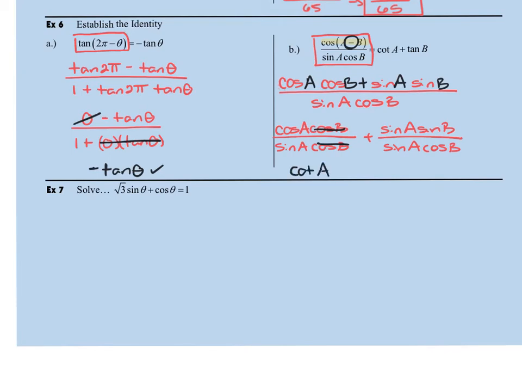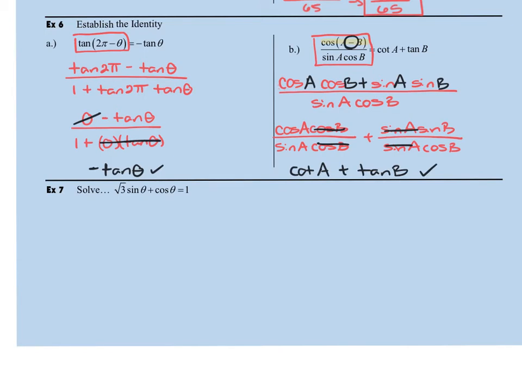On the next one, I can see my sine A's are going to cancel, and sine over cosine is tangent, so that's going to give me a plus tangent B. And sure enough, that's exactly what we wanted to see.